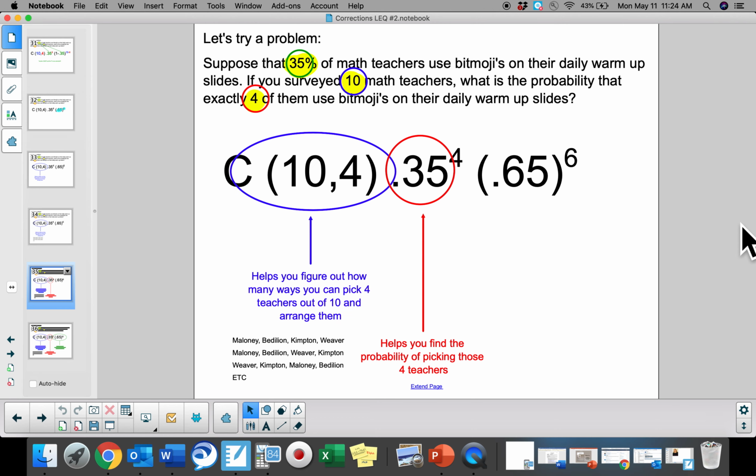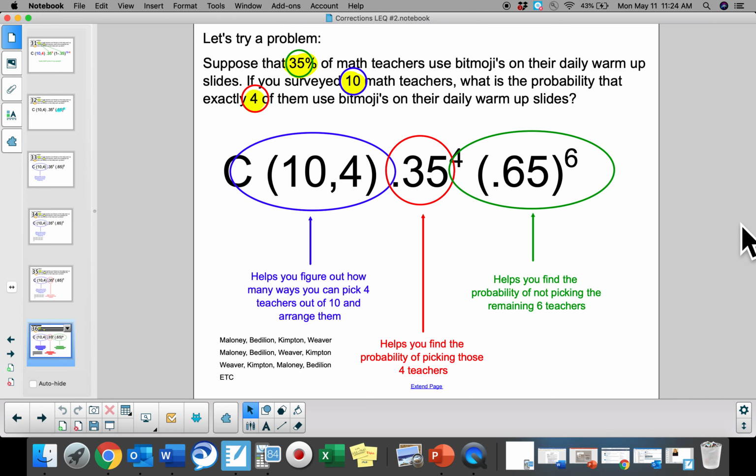The next piece helps me find the probability of picking those 4 teachers, and there's a 35% chance that I pick them. And the last piece helps me find the probability of not picking the remaining 6 teachers. These guys are not going to use Bitmojis on their daily warm-up slides, pretty much because they're lame.